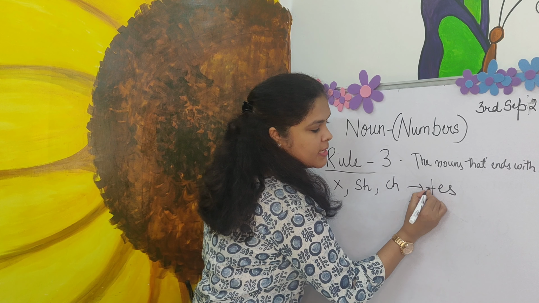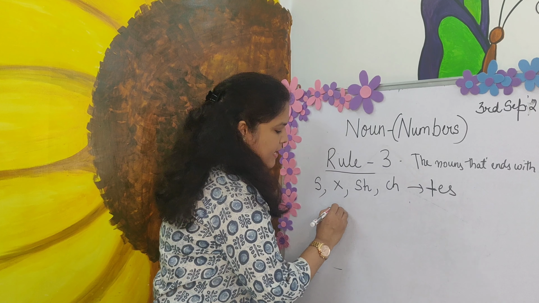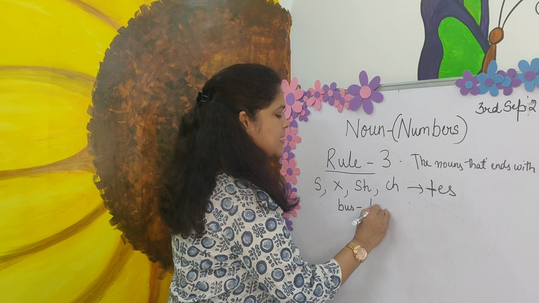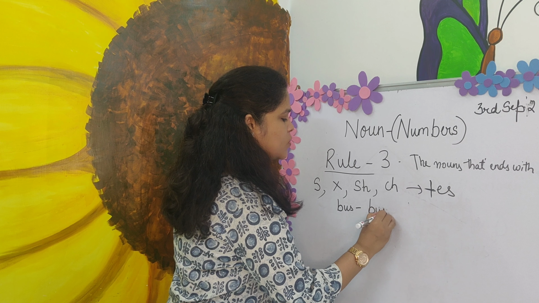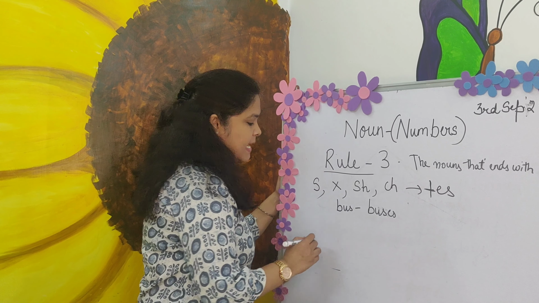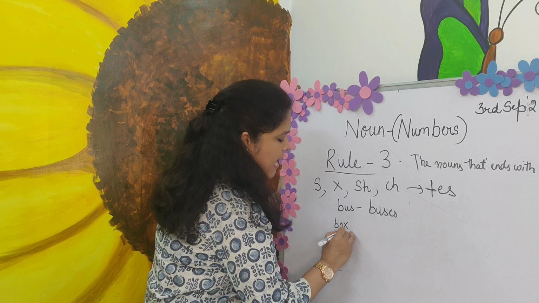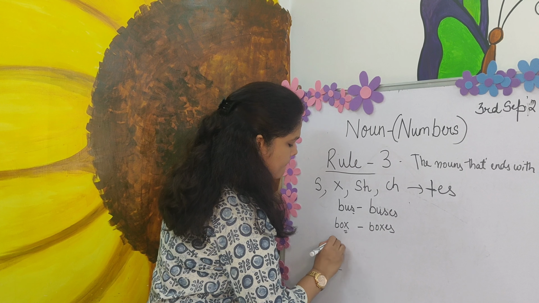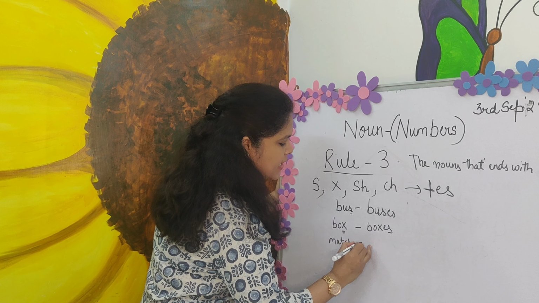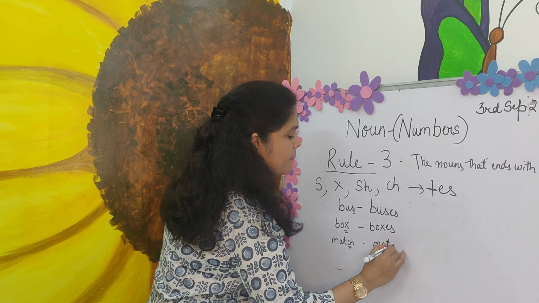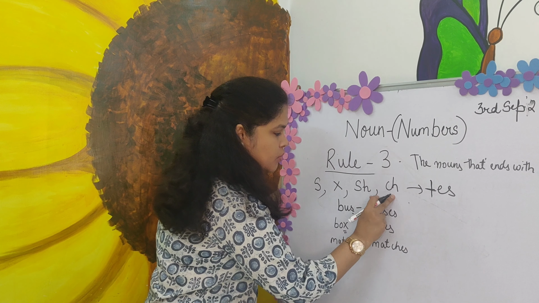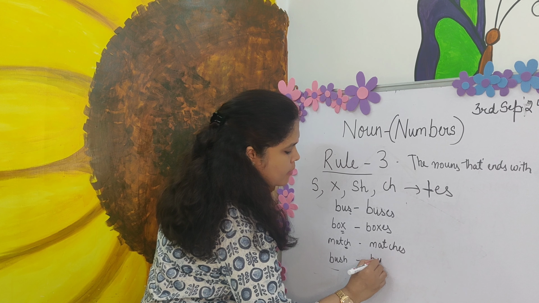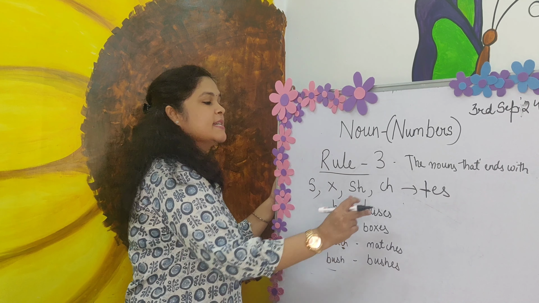This is plus, right? Plus means we have to add es. Let's do some examples, like bus. Bus becomes buses. Can you see it ends with an s? So we just added es. Box, x. So we just added es, boxes. Match, ch. It became matches. ch, as in bush. It became bushes. So we just added es.